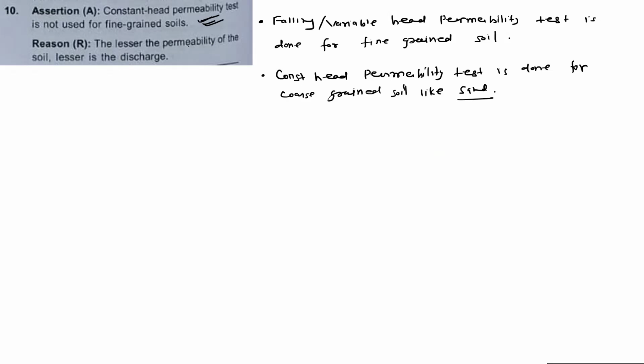The lesser is the permeability, the lesser is the discharge. Yes, this statement is correct. And because of this, constant head permeability test is not used for fine grained soil. In fine grained soil permeability is very less, so we will have very little discharge, and that's why we will not use constant head permeability test for fine grained soil. So for question number 10, the answer will be A.